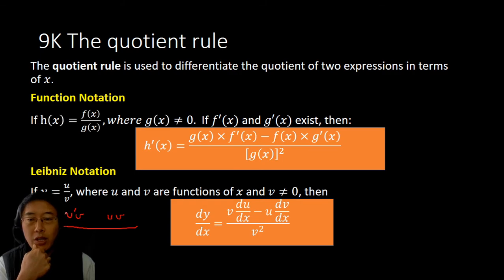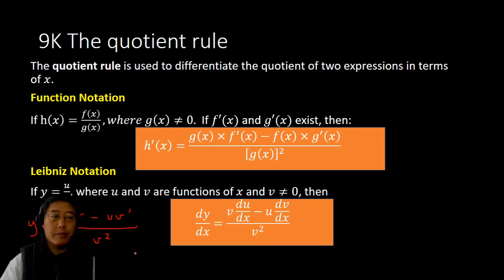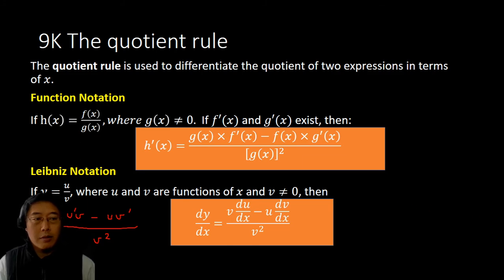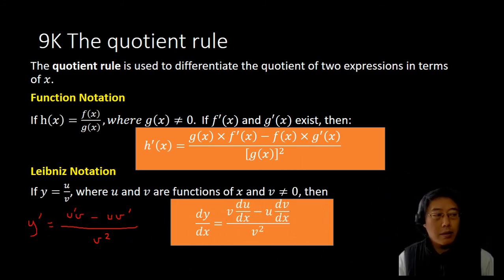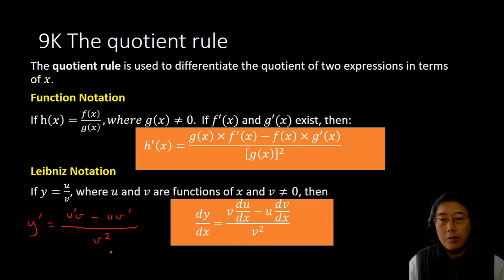So do remember here for the first term you need to differentiate u to get u prime, and here you're going to differentiate v, and you put a minus in between. Okay, and the denominator is the function v to the power of 2. Okay, so that is what you should get.